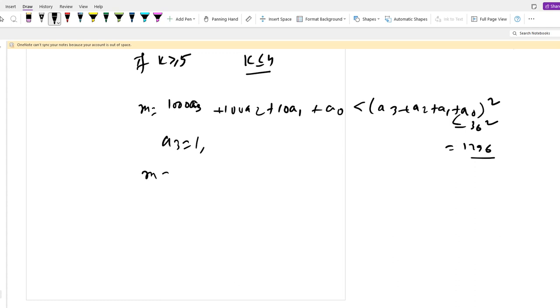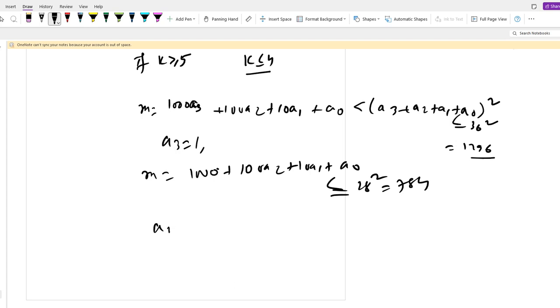In this case m equal to 1000 plus 100 a2 plus 10 a1 plus a0, that is less than (1 plus this) square, so that is less than 28 square, that is 784. Third case a2 less than or equal to 7 होगा. a2 equal to 7 में m equal to 700 हो जाएगा plus 10 a1 plus a0.